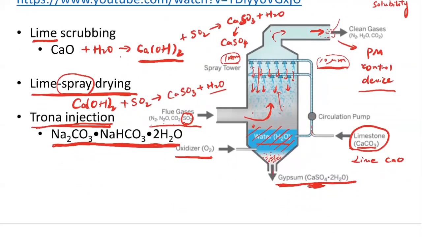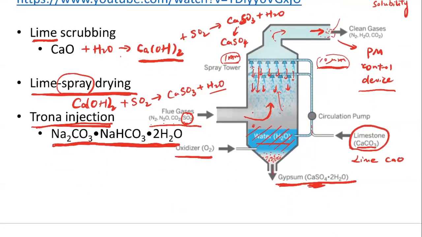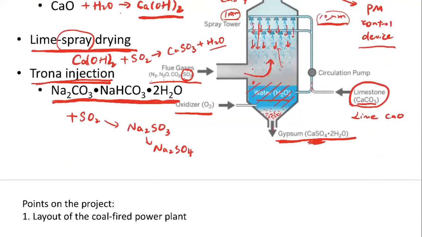And in terms of the trona injection or the lime injection, it's directly these species reacting with the sulfur dioxide, right? And then we can form the sodium sulfite. And then sodium sulfite can further react with oxygen to form the sodium sulfate, right? And in terms of the lime injection, for the dry injection, it's just going to be calcium oxide reacting with the sulfur dioxide to form the calcium sulfide, right?